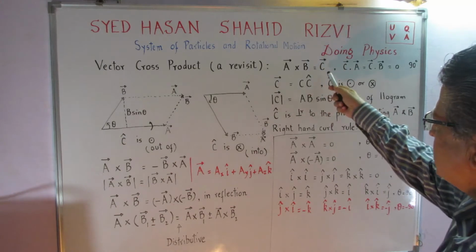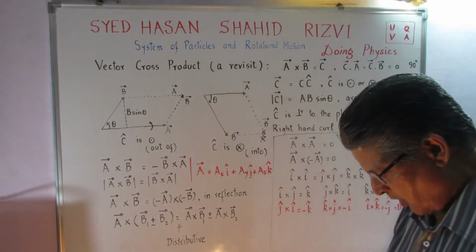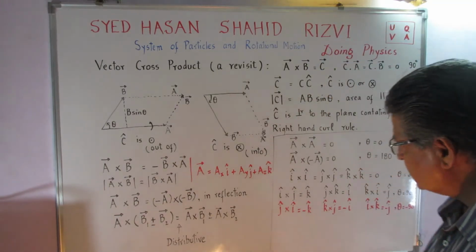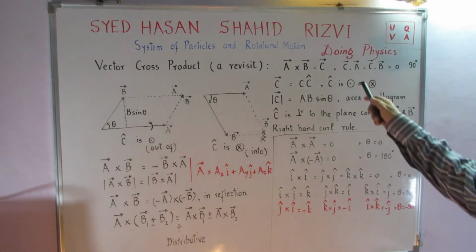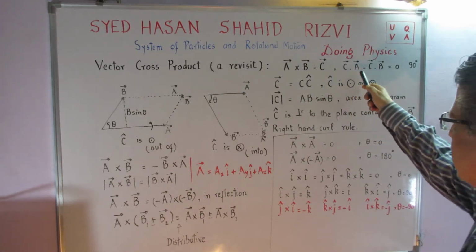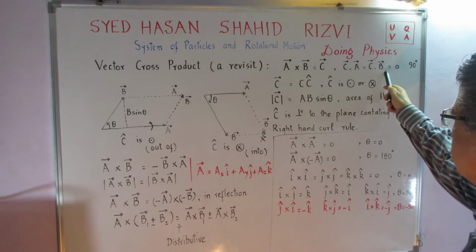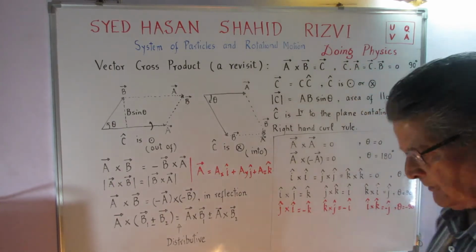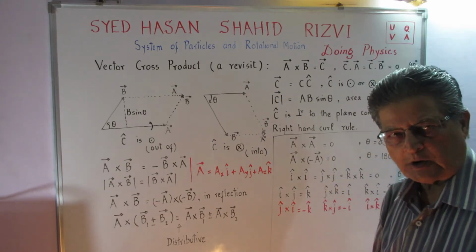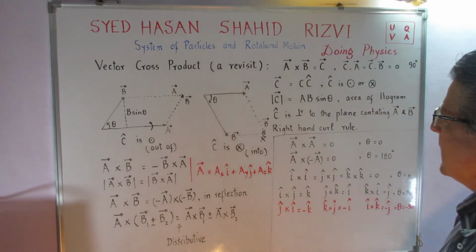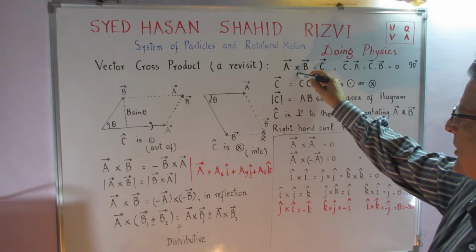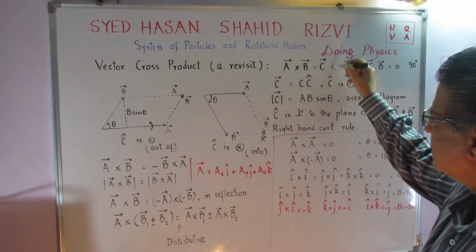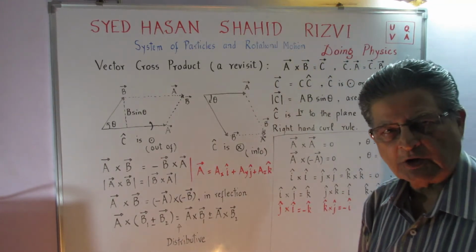So A cross B is equal to vector C, the new vector, such that C dot A or C dot B or A dot C or B dot C is equal to 0. Because in the dot product we obtain a scalar, which is equal to AB cos theta.